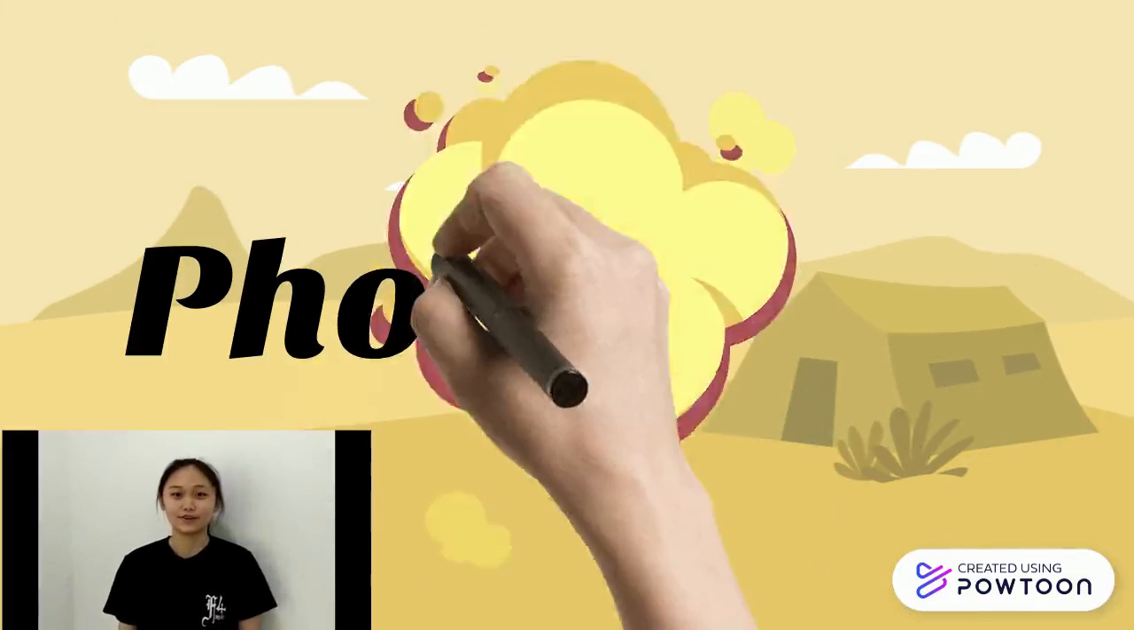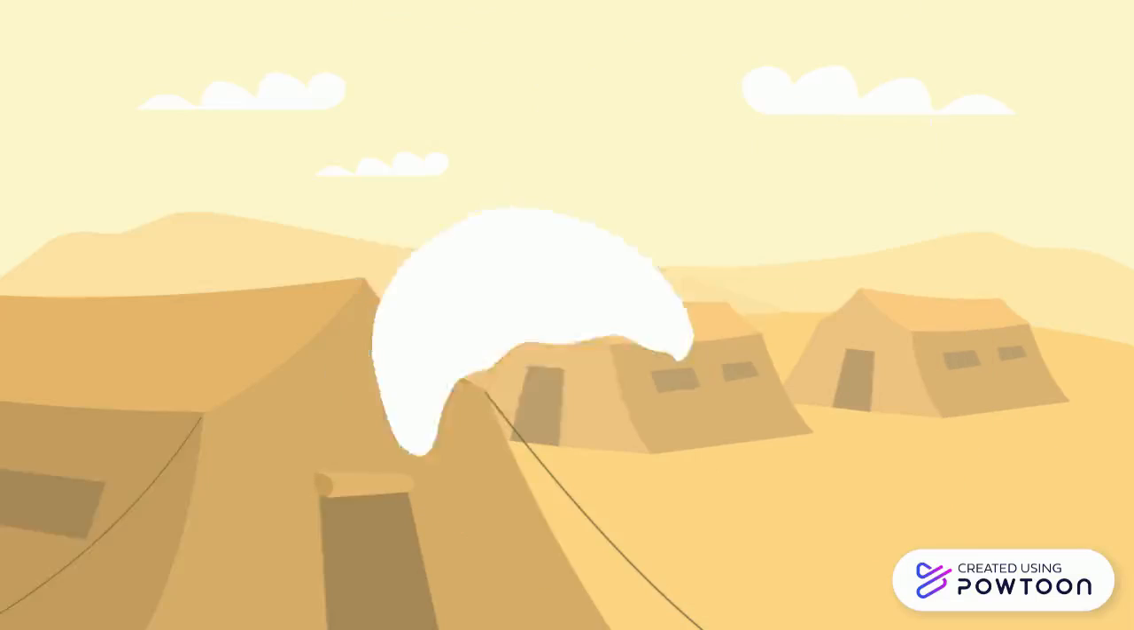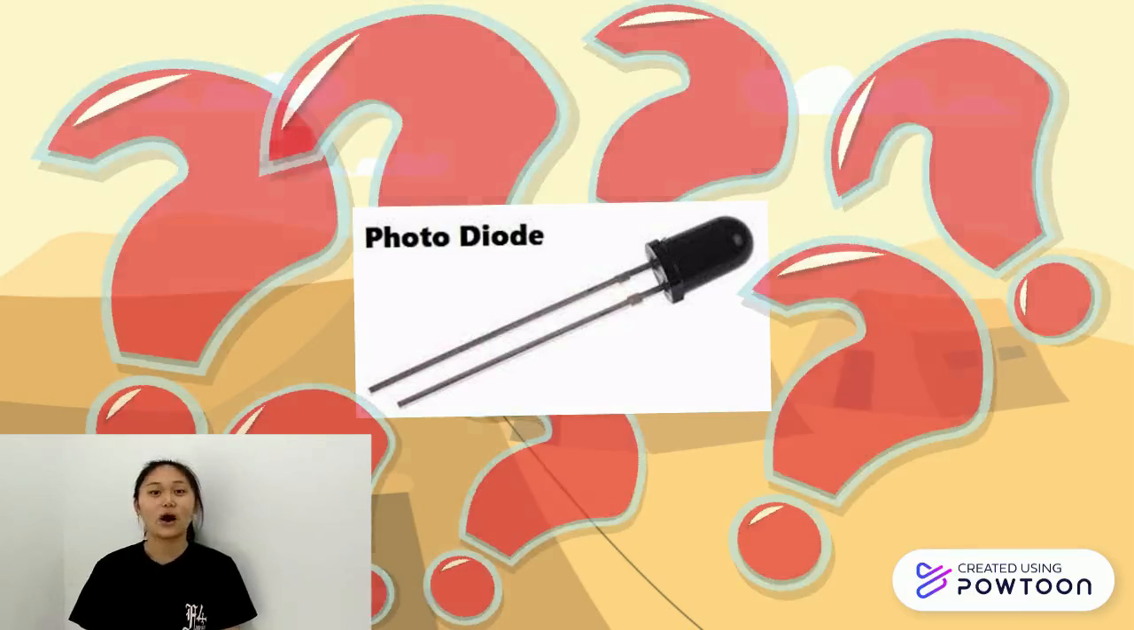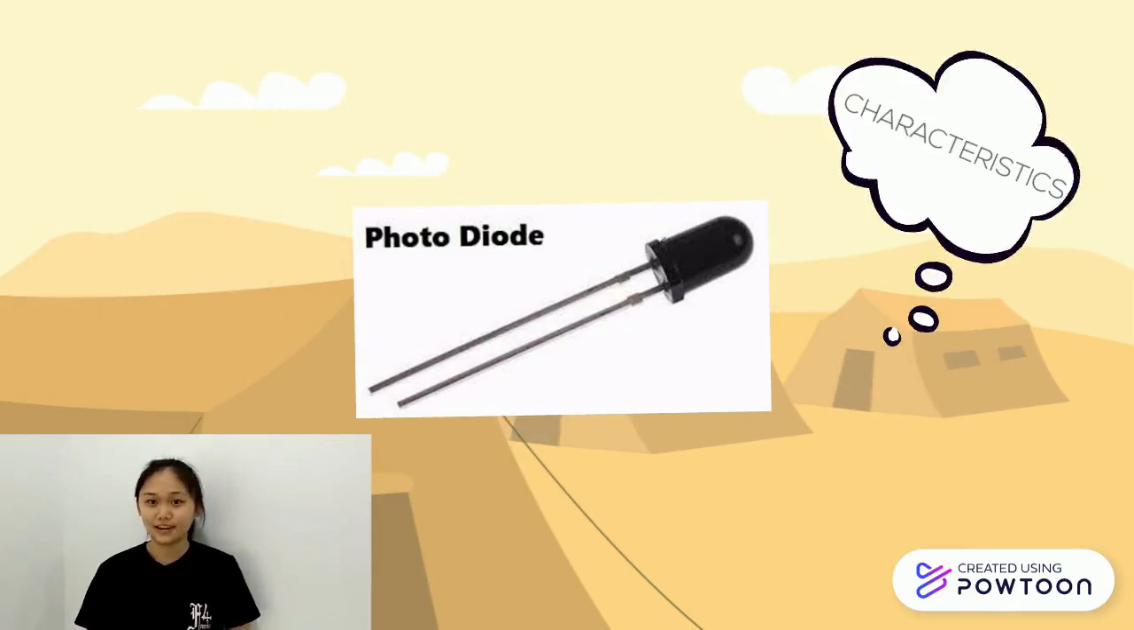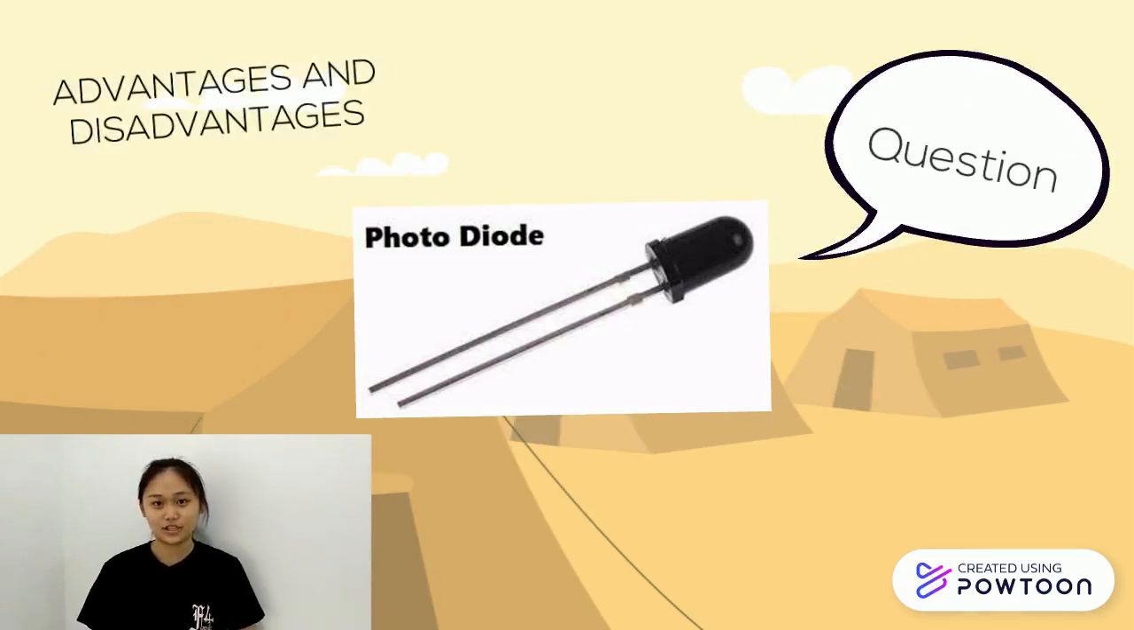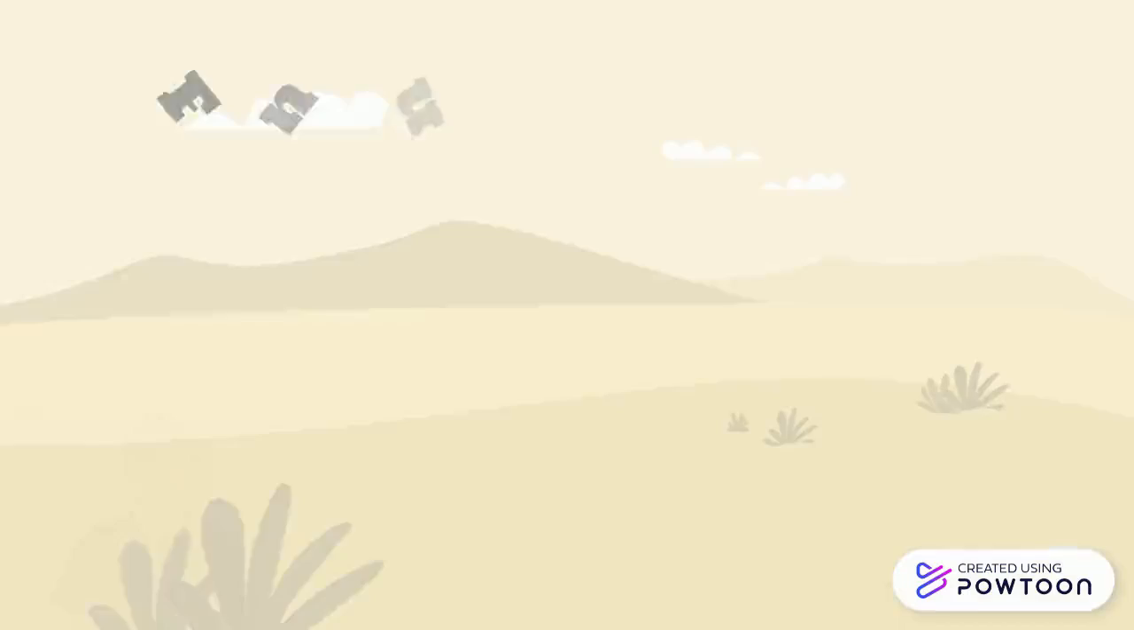Going to introduce the photodiode. So, what are the function, operation, uses and applications, characteristics, advantages and disadvantages, and frequently asked questions?